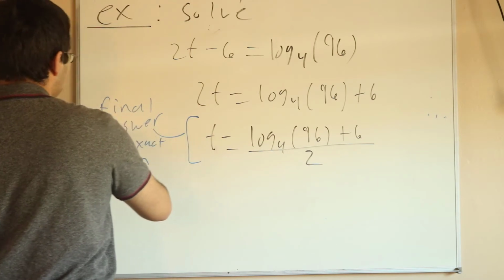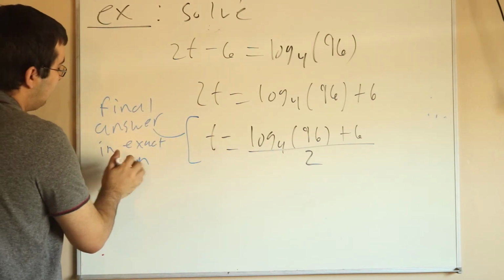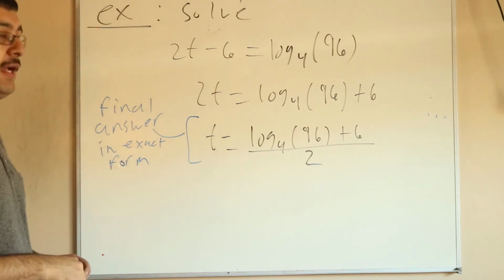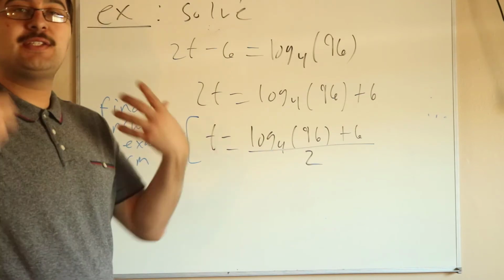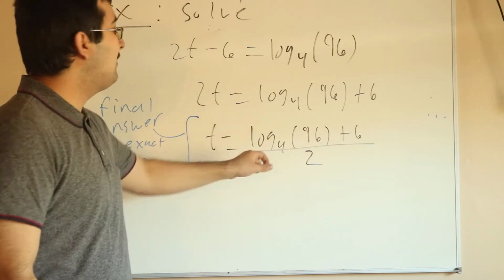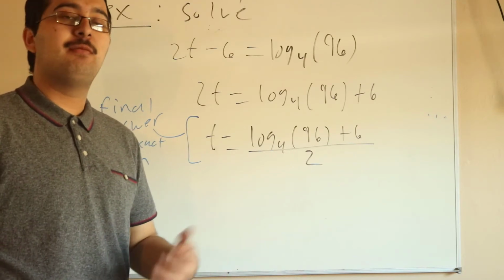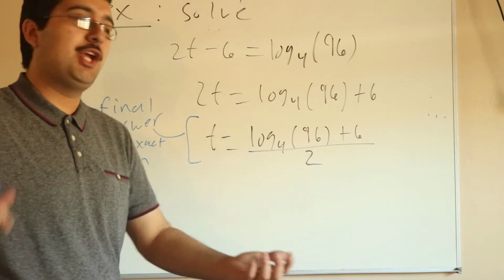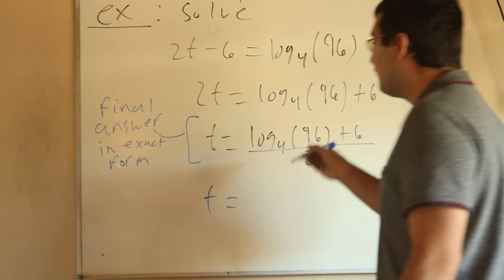Right? This is our final answer in exact form. However, we should get some practice in with giving the decimal form of the answer as well, right? Because if I ask you to give a decimal answer, then we're going to need to know how to calculate this. So again, the issue is I have a log base 4, and our scientific calculators can't do base 4, so we have to again use that change of base formula. So just to make sure we get practice with that, why don't we go ahead and do that now.